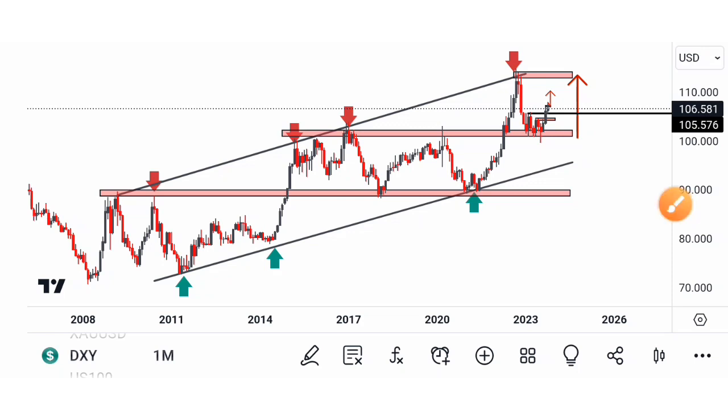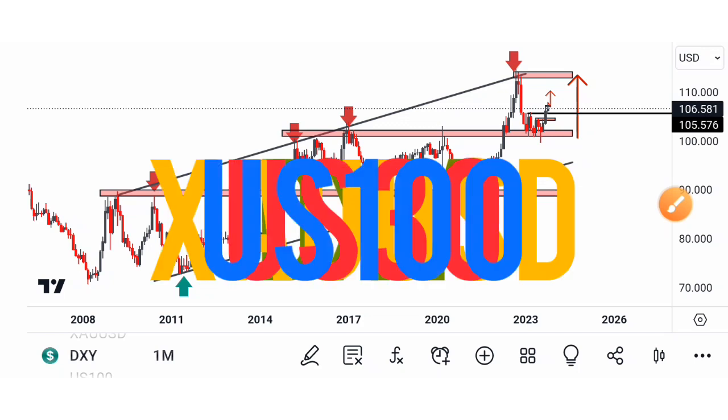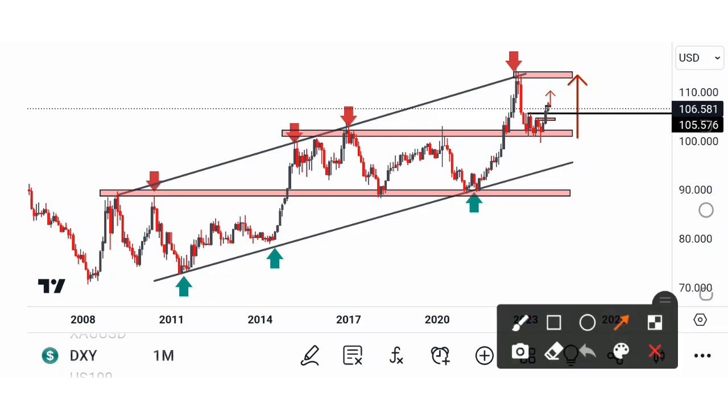It's that time of the week where I do the weekly analysis, and today I'll be doing the dollar index, gold, US30 and US100, and I'll start with the dollar index since it's the first on the watch list. As you can see from the get-go, I'm bullish on this particular market, and to explain why for those who are new, it's simply because we are in a bullish trend.